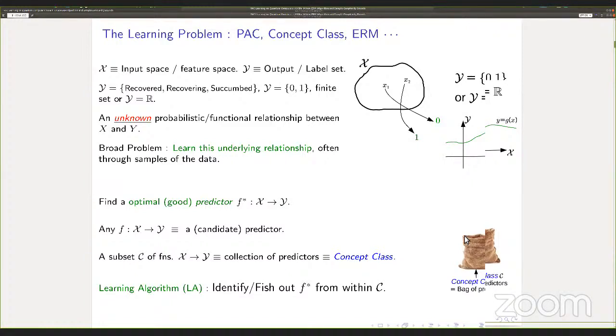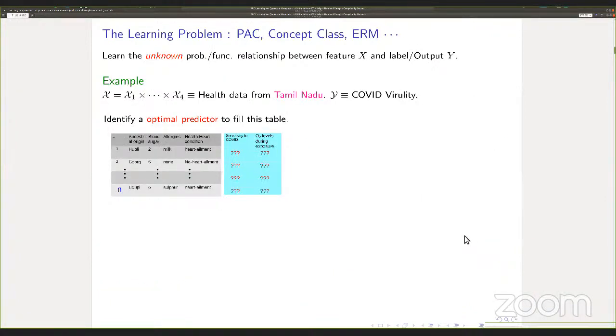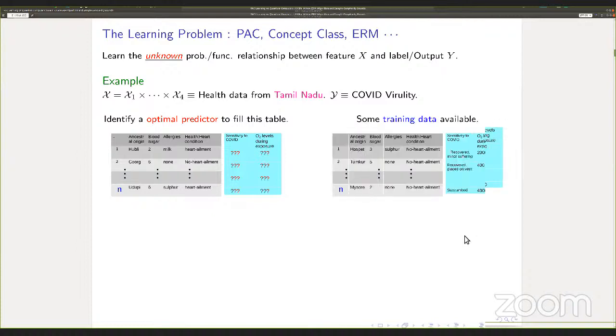Now I have mentioned what an optimal predictor is, but I've not defined it. So let me get into a little bit more detail. This is what the learning algorithm should do: essentially fish out the right predictor for your data. So think of the actual scenario on the left. You have this table, you have the feature set. There are question marks on the right, which you have to fill up. So you have to find a good predictor to fill up these question marks. Your feature set has 4 attributes: the ancestral origin, the blood sugar, and 2 more attributes. So your feature set is a Cartesian product of 4 sets, and your label set is the COVID virility, and you have some training data.